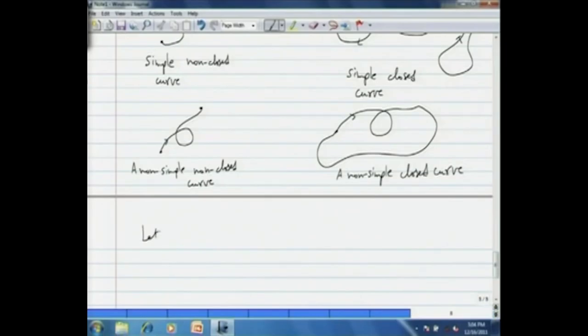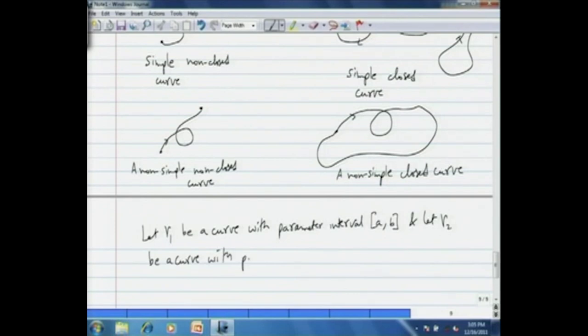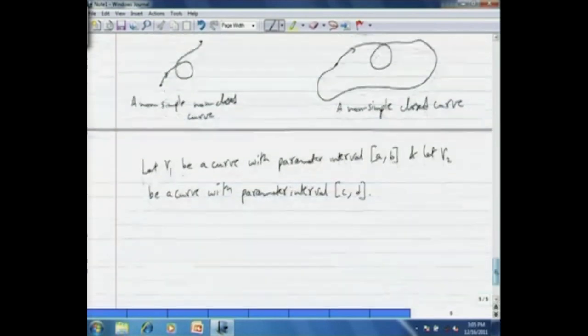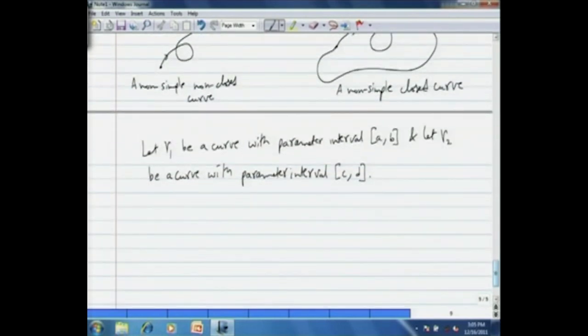Okay, so now let gamma 1 be a curve with parameter interval a comma b, and let gamma 2 be a curve with parameter interval c d, let us say. Now what we want to do is sort of join these two curves when it makes sense.